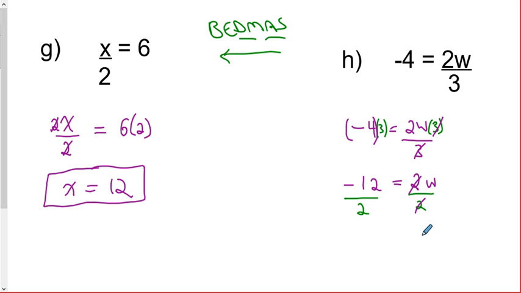2 divided by 2 goes away, which is what we wanted to do. That's why we did it. -12 divided by 2. Well, it's going to be a negative number, and 12 divided by 2 is 6. So if you said -6, yeah, you got it. So that's a two-step equation. 2 parts to that one.